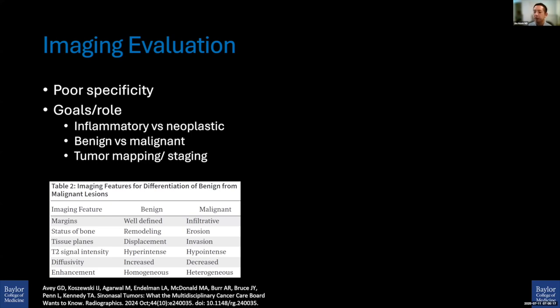And first of all, when you see a process in the paranasal sinuses, I try to determine if it's inflammatory versus neoplastic. If I do think it's neoplastic, I try to determine if it's benign or malignant. And what's really helpful with MRI and imaging is going to be tumor mapping, and you really want to help the surgeons and the tumor board in terms of staging.